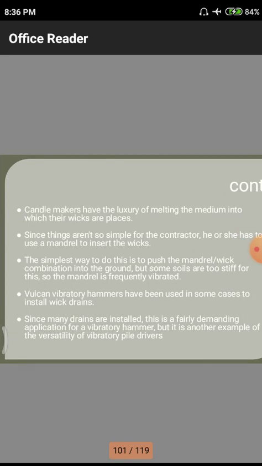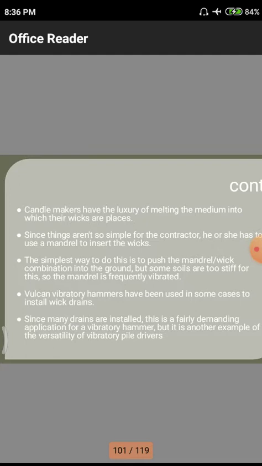Next, what is the continuation? Candle makers have the luxury of melting the medium into which the wicks are placed. That means these wicks exhibit candle-like shapes. Whenever the candle melts, the candle wax occupies the places and forms the particular structures. The same principle is used here, like the candle wick process.